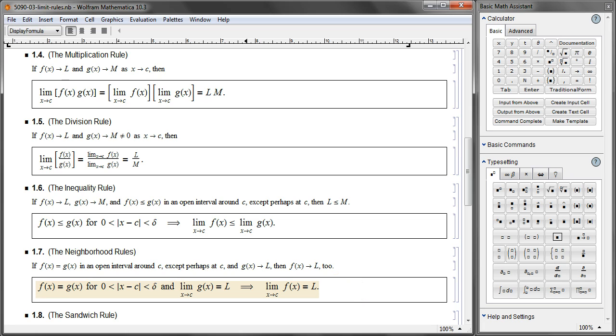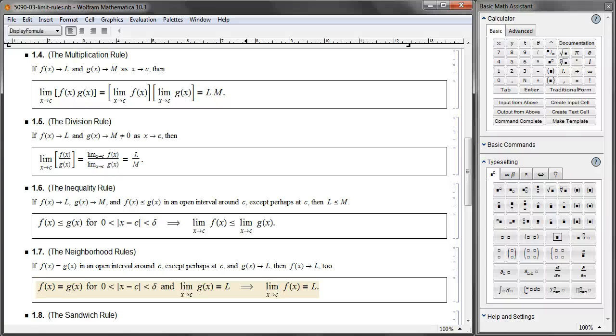Another rule here. Actually, it can be deduced from this inequality rule, from 1.6, to tell the truth, but I decided to put this one too. If f of x and g of x are the same in a certain open interval around c, except perhaps at c itself, then the limit must be the same. Well, around x equals c, these two functions are the same, so they have to have the same limits.